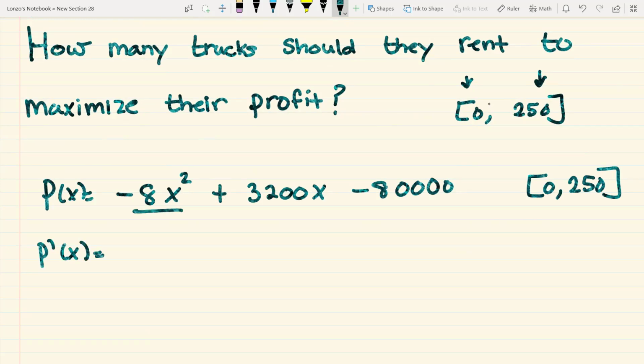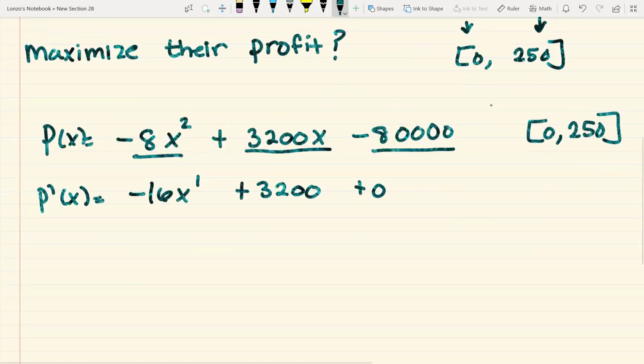So first term, the derivative of negative 8x squared is negative 16x to the power 1. The derivative of 3200x is positive 3200. The derivative of this constant is 0. Okay, set it to 0. And go ahead and solve for x.